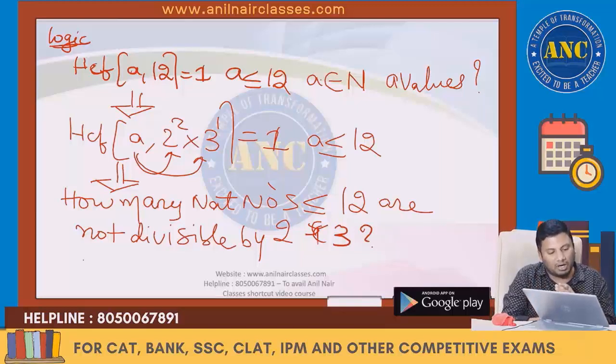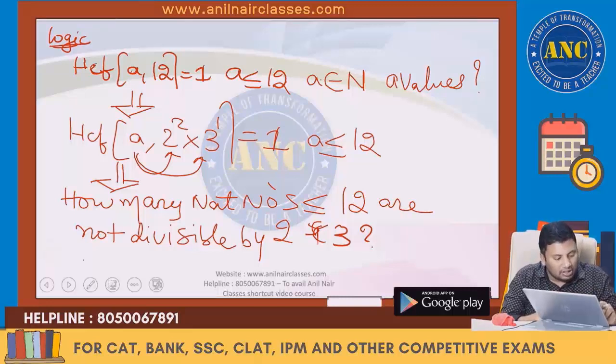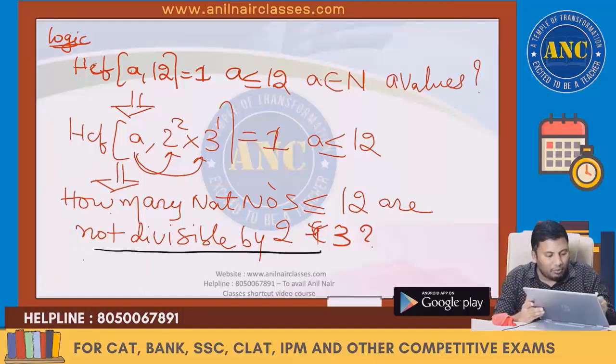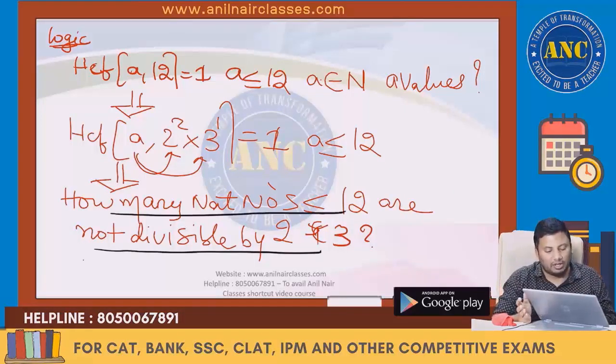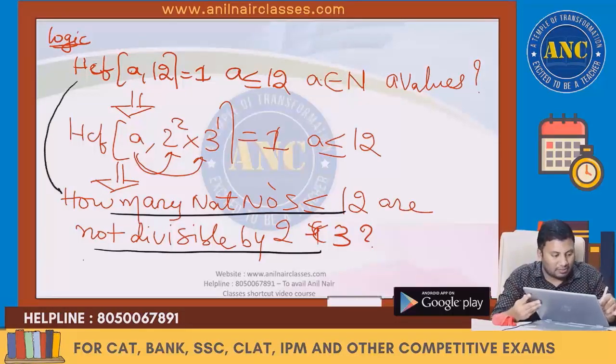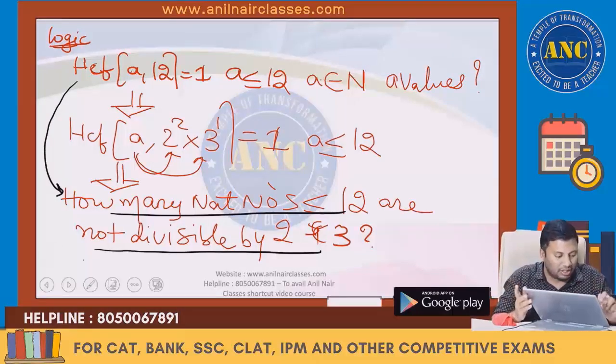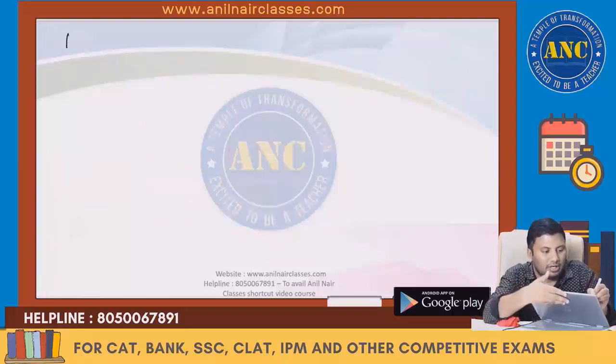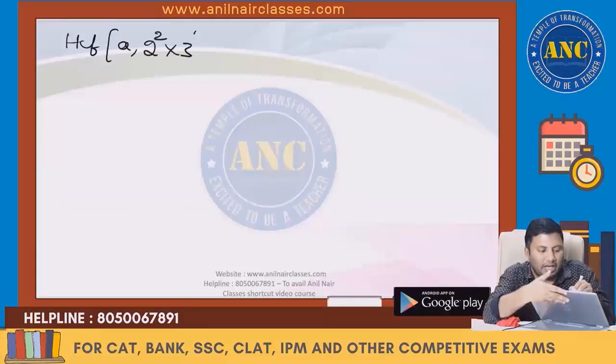I hope the question is clear. HCF of A comma 12 equals 1, that is, HCF of A comma 2 square into 3 power 1 is 1. A should not be divisible by 2, and A should not be divisible by 3. How many natural numbers less than or equivalent to 12 are not divisible by 2 and 3? This statement has been translated into that statement. Now listen carefully, and don't write until you understand.